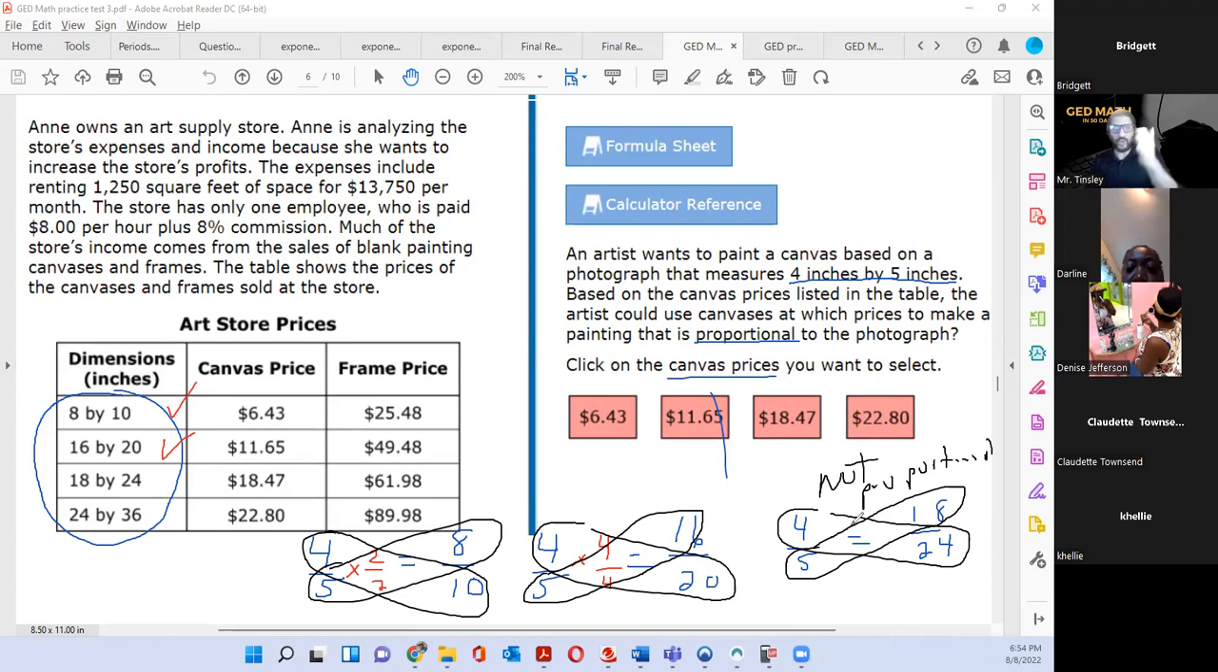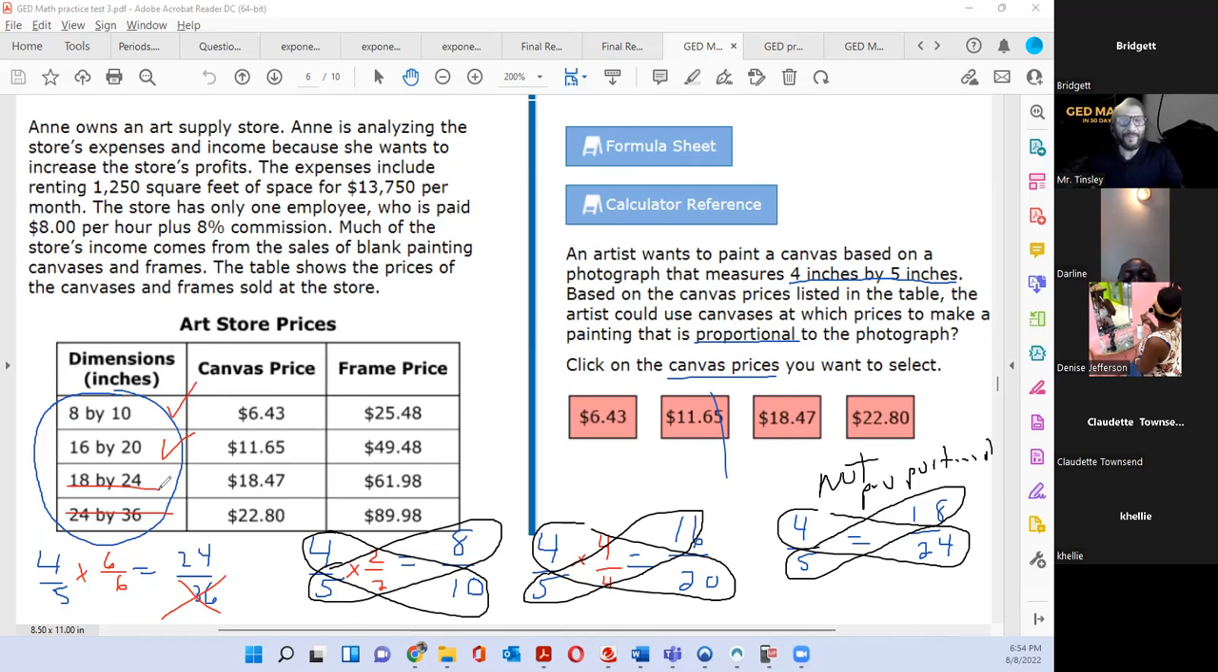Because there's no whole number that you can multiply by 4 to get 18. Now, the last one we have to do, 24 by 36. I'm going to move this over here. 4 by 5 is equal to 24 by 36. This is where most people make their mistake. What do I have to multiply 4 by to get 24? 6. Whatever I do to the top, I do to the bottom. What's 6 times 5? 30. Well, that says 36. So that means 24 by 36 is not proportional. 18 by 24 is not proportional.